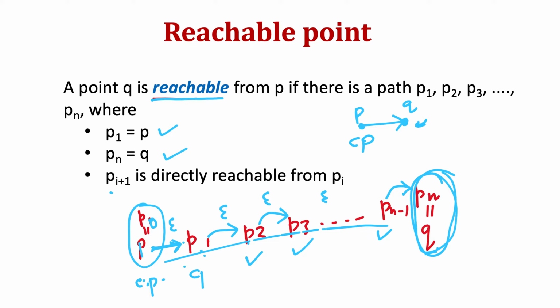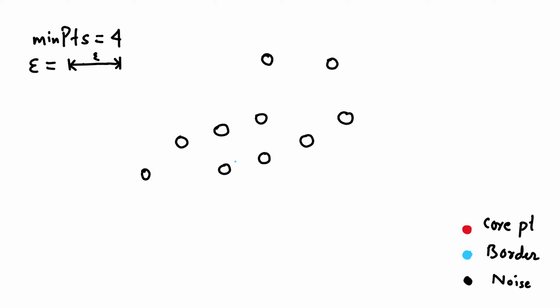So let's move further and do this on an example. Let's understand the core points and other points on this example. We will start randomly with some point, and here we have taken this epsilon, this length. So let's say we start with this point. We will label core points with red, border points with blue, and noise with black. So we come to this point. We draw a circle of this radius. We see there is no point, so we can straight away make it noise.